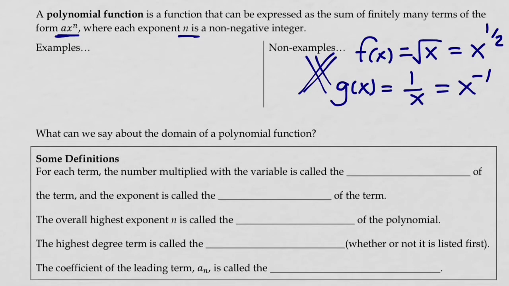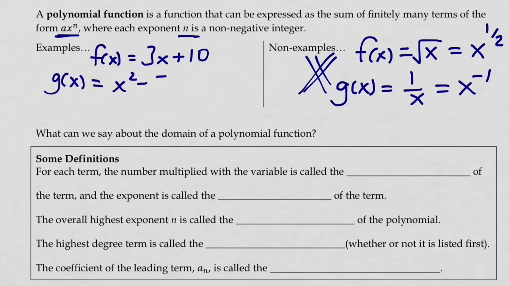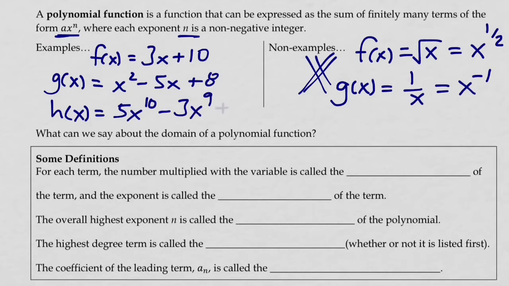An example of something that is a polynomial function would include a linear function like 3x plus 10, or a quadratic function like x squared minus 5x plus 8, or a function that maybe has a higher exponent, so we could have 5x to the 10 minus 3x to the 9 plus 4x.